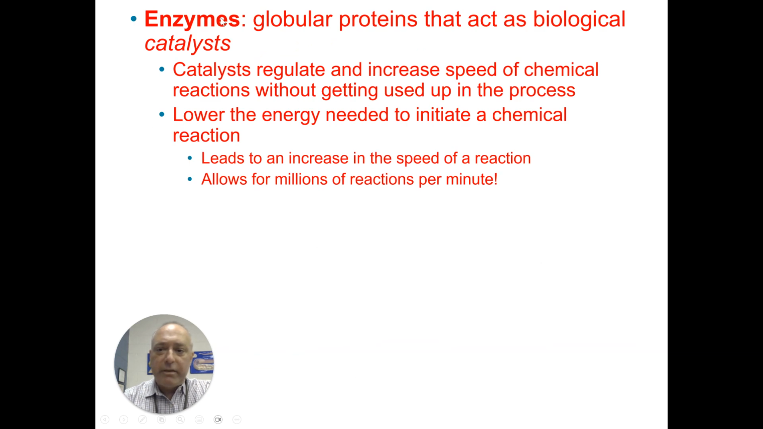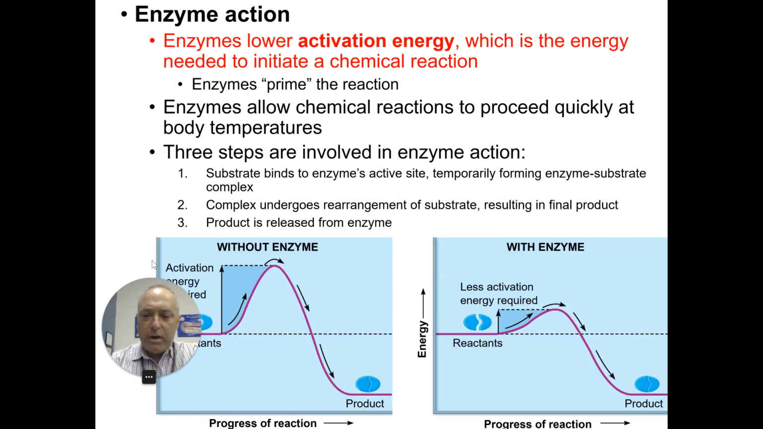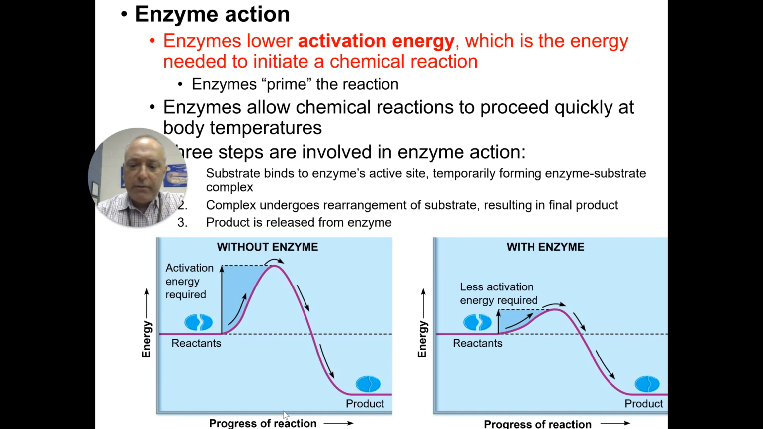And enzymes, these are proteins, they're globular proteins, they act as catalysts, so they speed up a chemical reaction. Enzymes are very specific, they act on a very specific substrate. And so if you look at the energy versus progression of the reaction, we've got our reactants. There's an uphill climb, which means you need energy, you get to a certain plateau, and then you go downhill to produce your product. Well, this is called activation energy, the energy to activate this reaction. The enzyme decreases the activation energy so that the reaction is more readily accessible under the current conditions. So these are the catalysts.